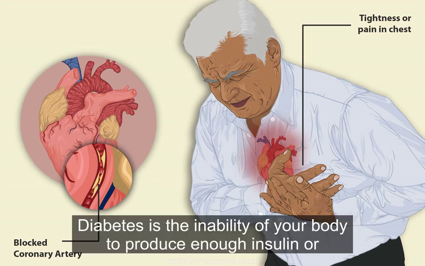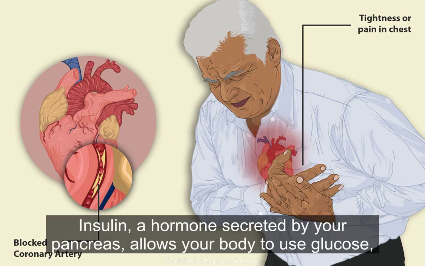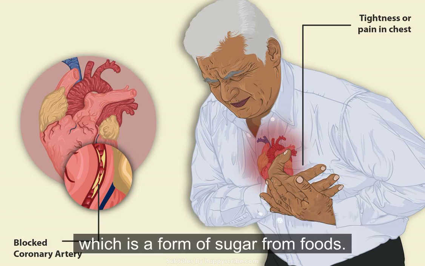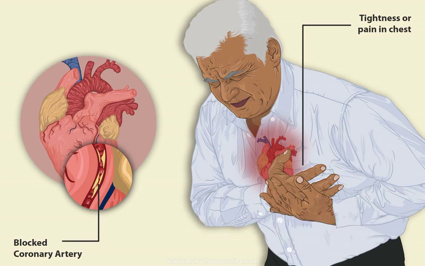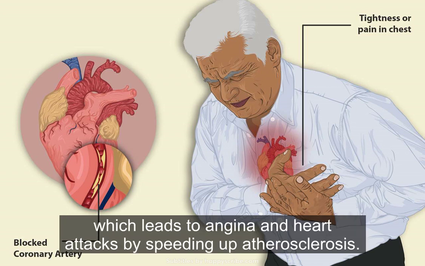Diabetes. Diabetes is the inability of your body to produce enough insulin or respond to insulin properly. Insulin, a hormone secreted by your pancreas, allows your body to use glucose, which is a form of sugar from foods. Diabetes increases the risk of coronary artery disease, which leads to angina and heart attacks, by speeding up atherosclerosis.